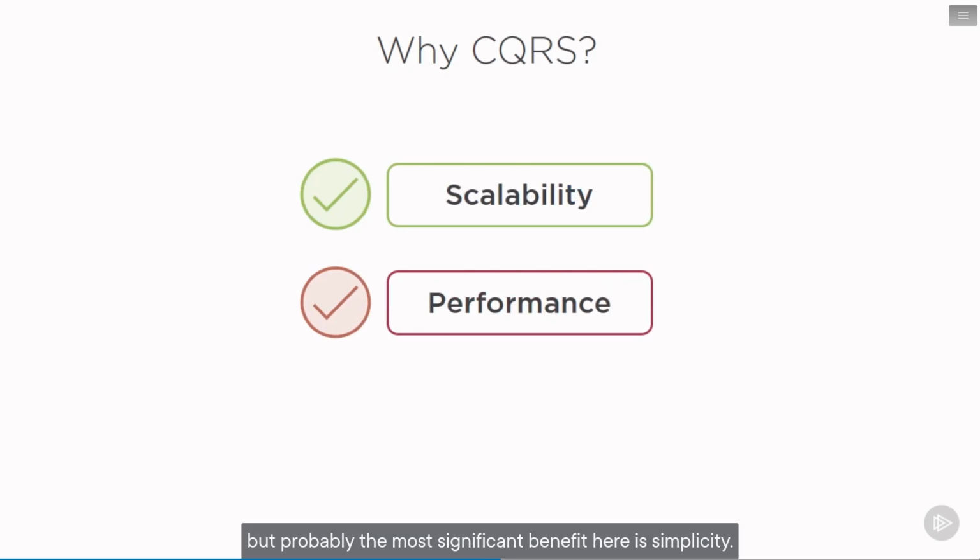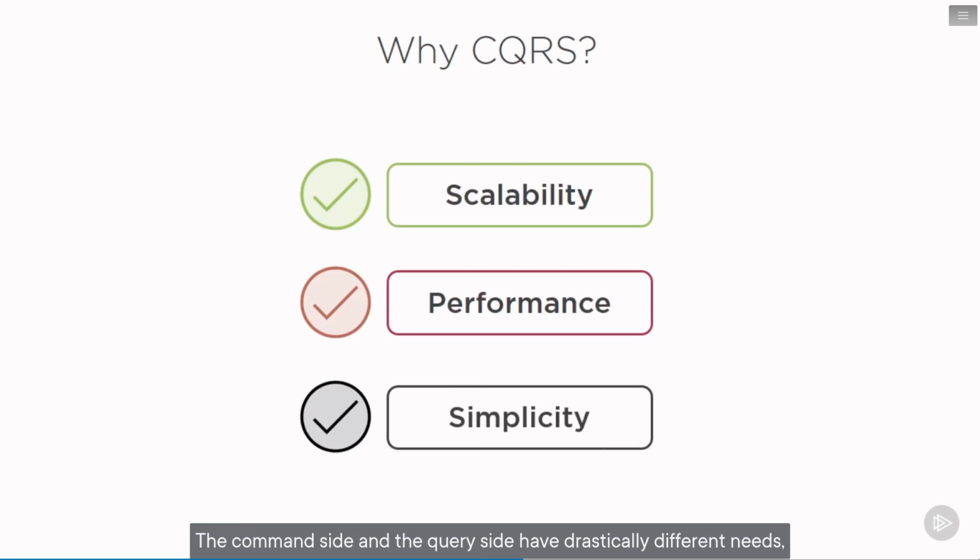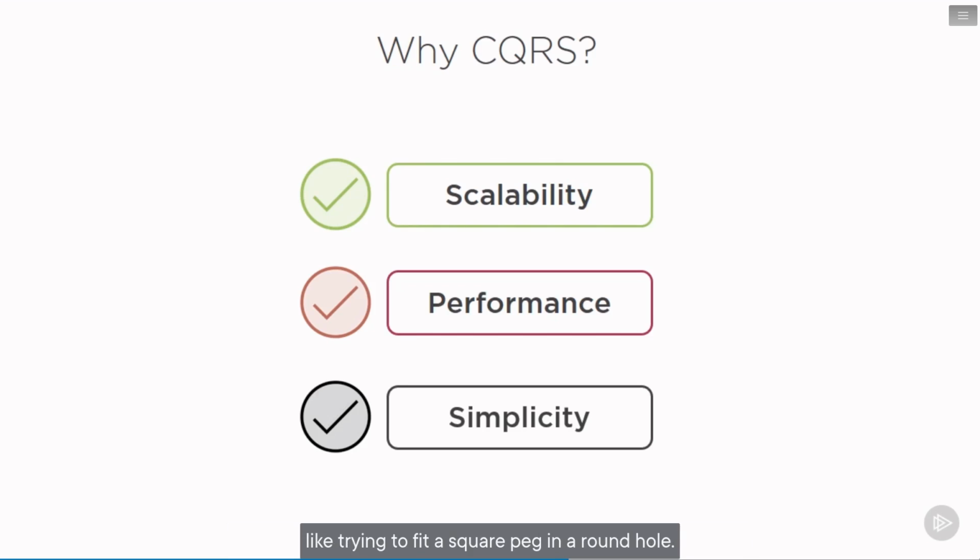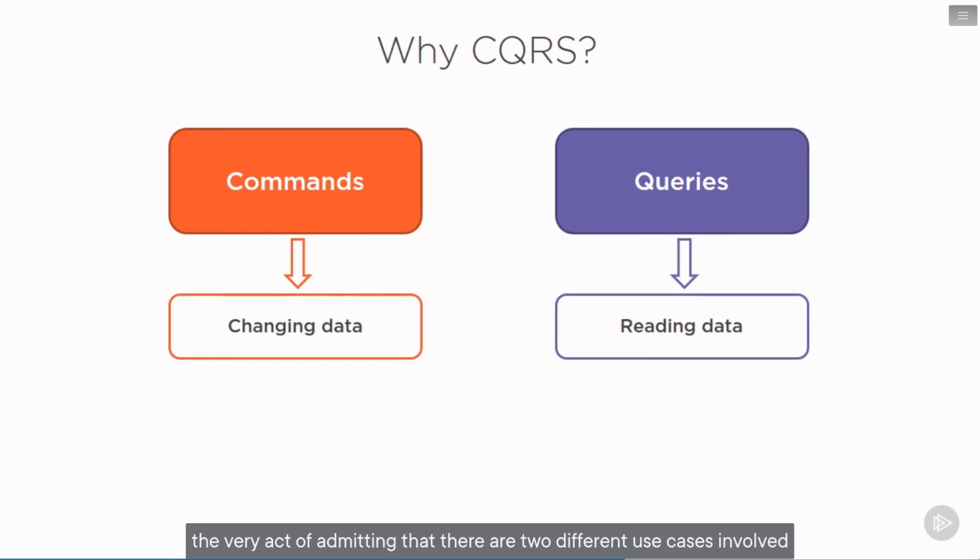But probably the most significant benefit here is simplicity. The command side and the query side have drastically different needs, and trying to come up with a unified model for these needs is like trying to fit a square peg in a round hole. The result always turns out to be a convoluted and overcomplicated model that handles neither of these two parts well. And often, the very act of admitting that there are two different use cases involved allows you to look at your application in a new light.